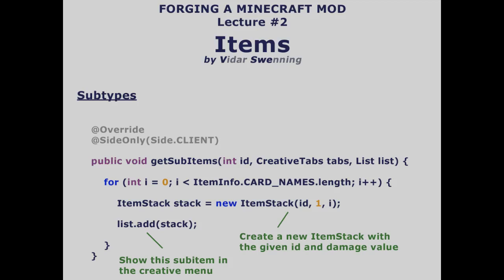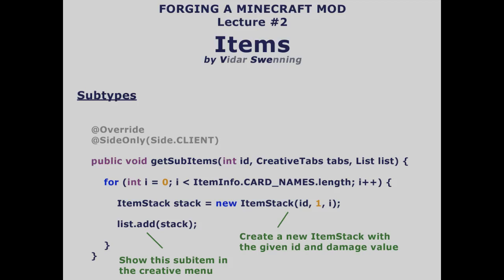And finally we will need to tell it here, as we can see on the slide, which sub items we have. So what we do is we create a new item stack with the appropriate ID and damage value, that first row there, and then we add it to the list. And all the items that we add to this list are the items we will see in the creative tabs or in mods like NEI.